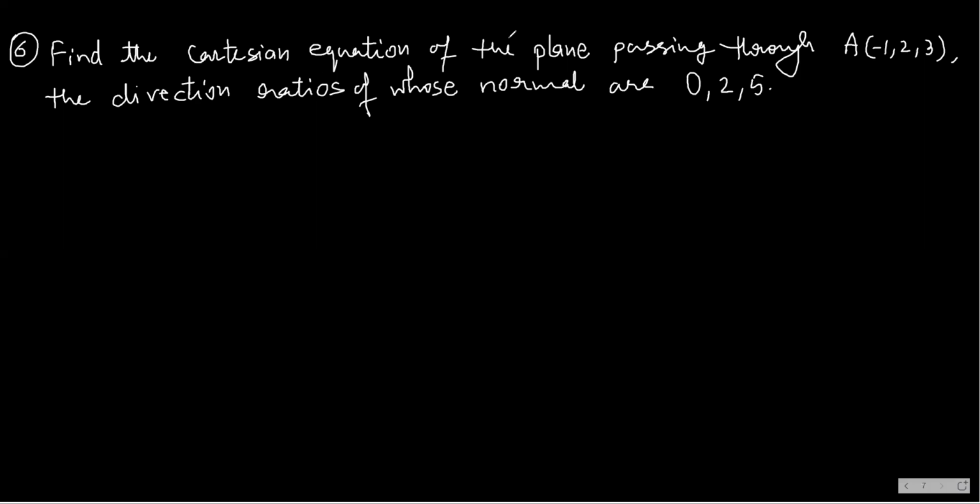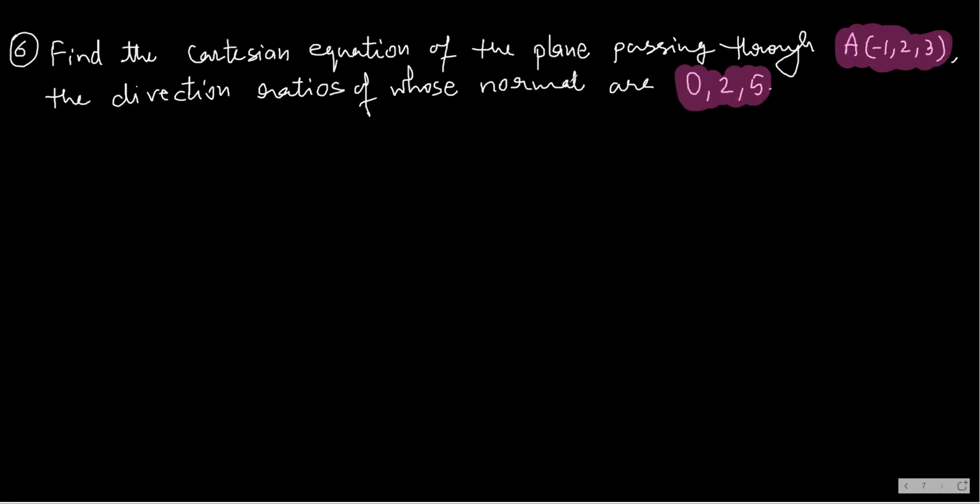So here we have another question, number 6. And what does it say? Find the Cartesian equation of the plane passing through A (minus 1, 2, 3). So we are given 1 point on the plane. Very good. The direction ratios of whose normal are 0, 2, 5. Fantastic.